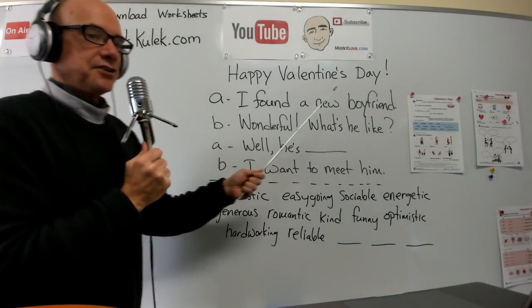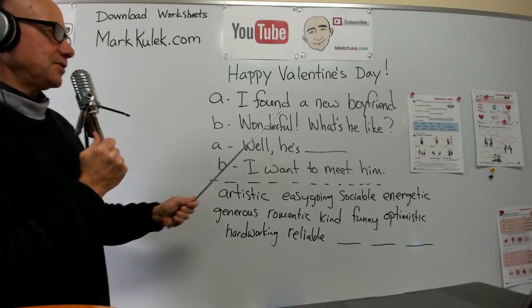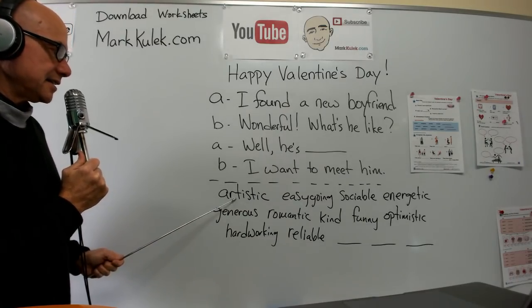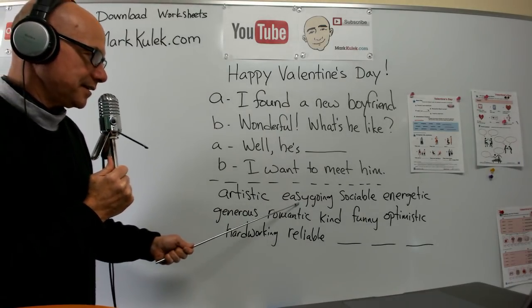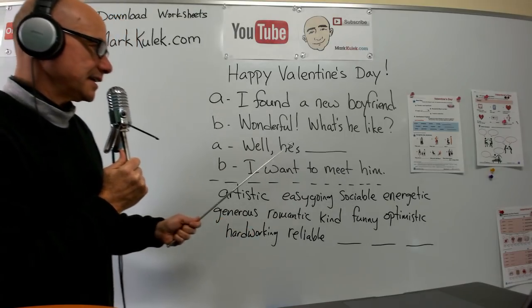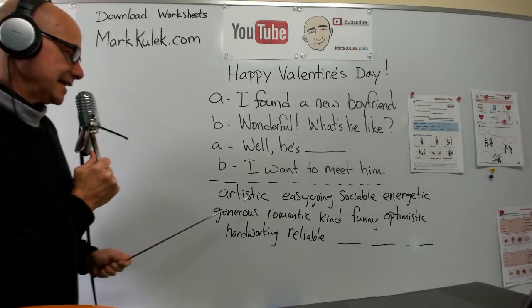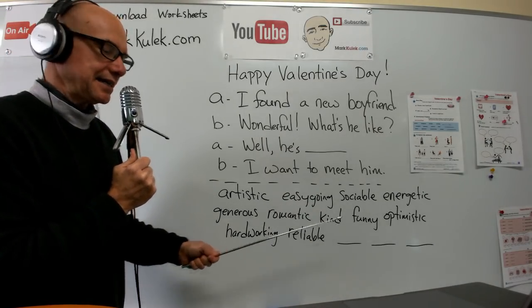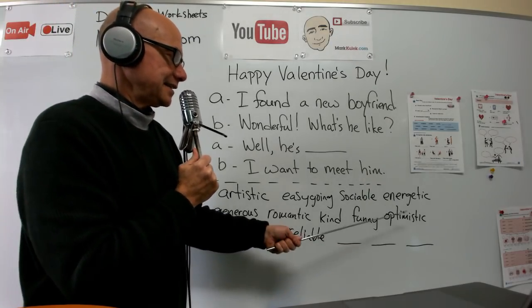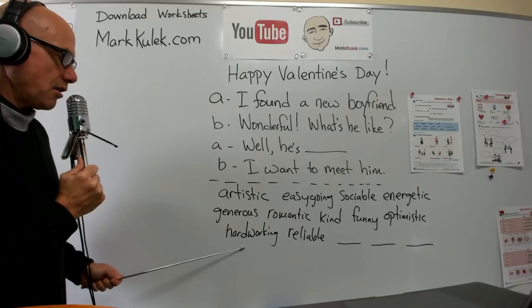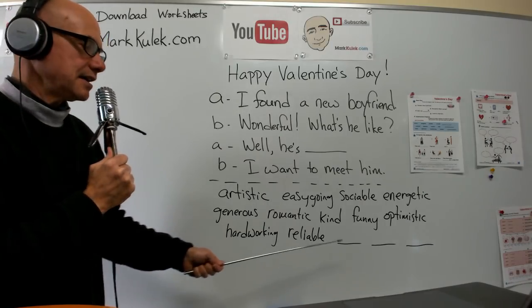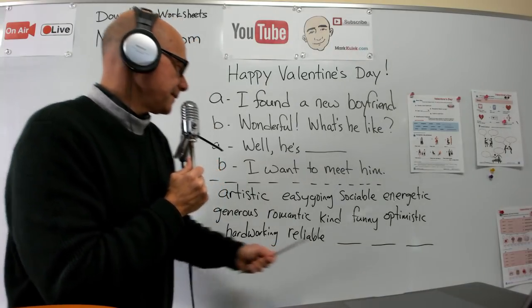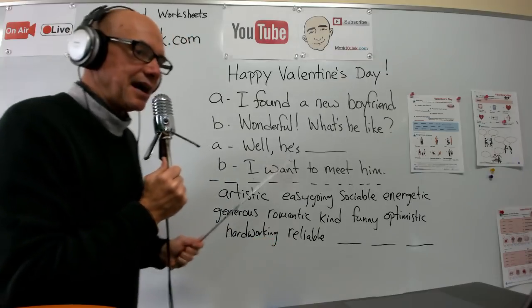A: I found a new boyfriend. B: Wonderful. What's he like? A: Well, he's artistic. He's easygoing. He's sociable. He's energetic. He's generous. He's romantic. He's kind. He's funny. He's optimistic. He's hardworking. He's reliable. And then some other adjectives that you describe or you do on your own. And then B says, I want to meet him.